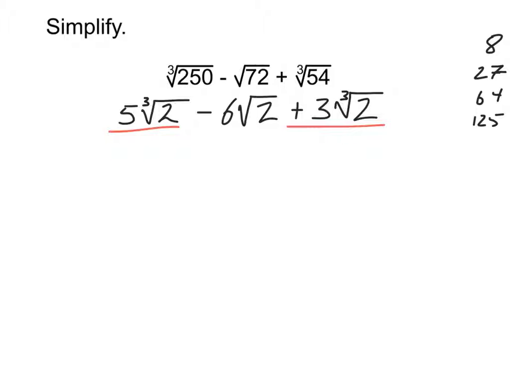So 5 plus 3 would give me 8. So I have 8 of the cube roots of 2. And since there's nothing like the 6 square root 2, I'm just going to leave it as 6 square root 2. And that's it. That's your final answer.